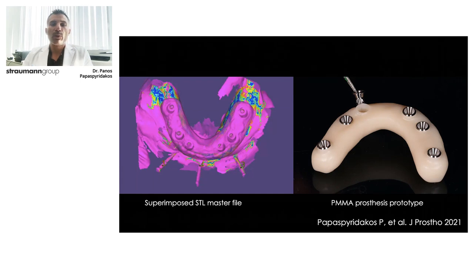Now you see the superimposed STL master file is used to fabricate the prosthesis prototype. You can either 3D print a prosthesis prototype or you can mill it, either or. And we can glue the Variobase SRA abutments, the multi-unit abutments, and that prototype is then tried in the patient's mouth.